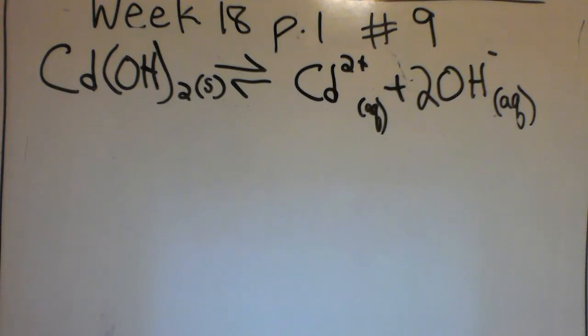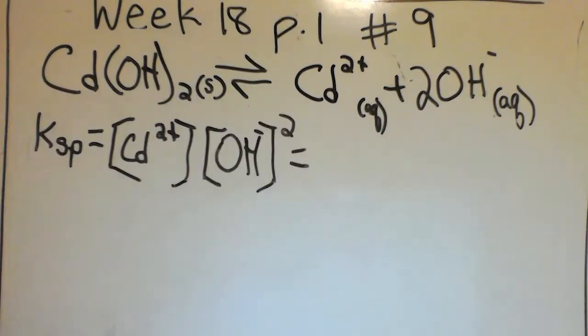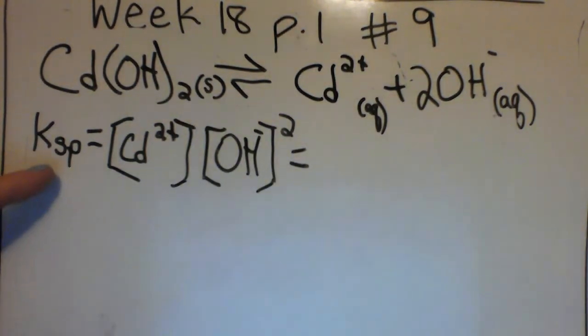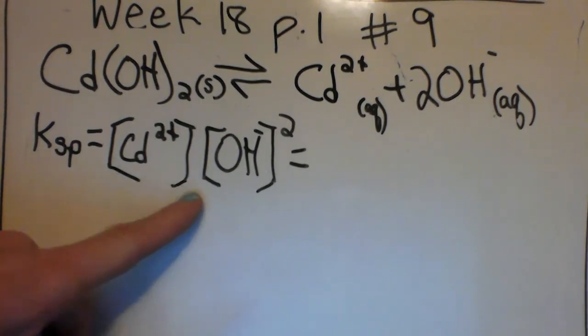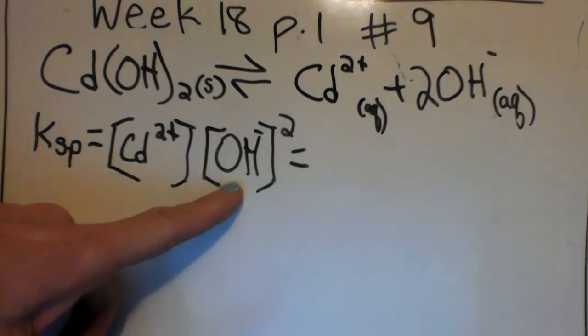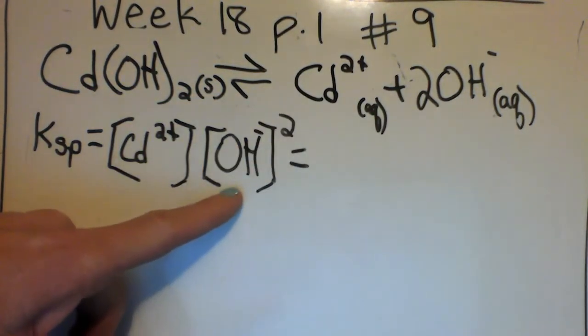Next, we're going to write the solubility product constant expression, and then we'll be able to replace the terms with actual numbers. So you can see here we have the solubility product constant. It shows the concentration of cadmium multiplied by the concentration of hydroxide, which is raised to the power of 2, or we could say squared.